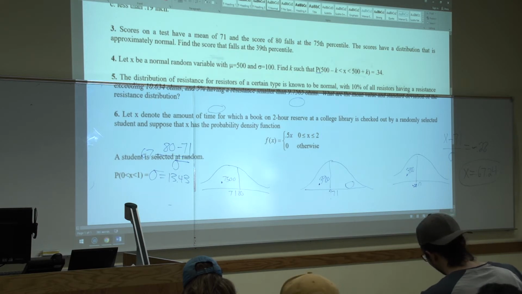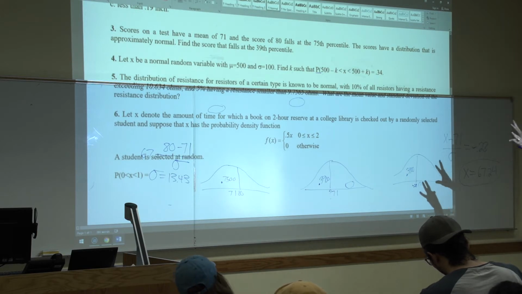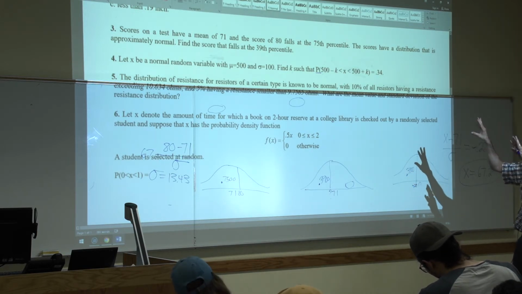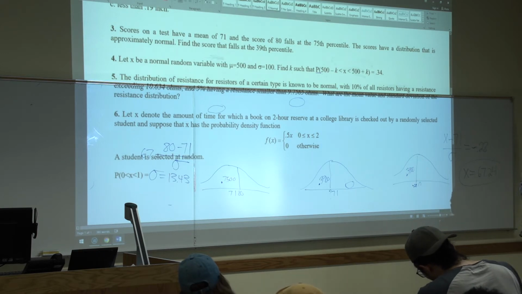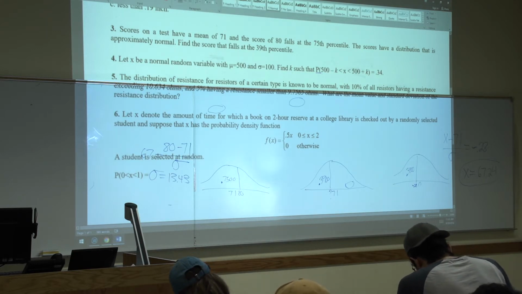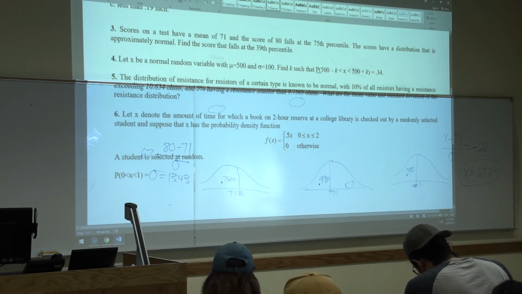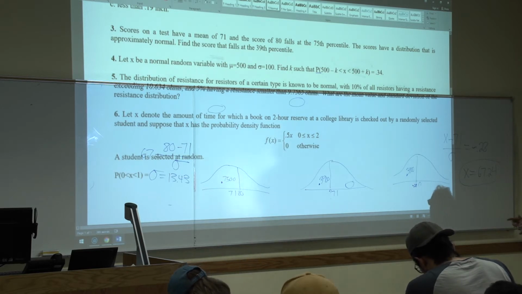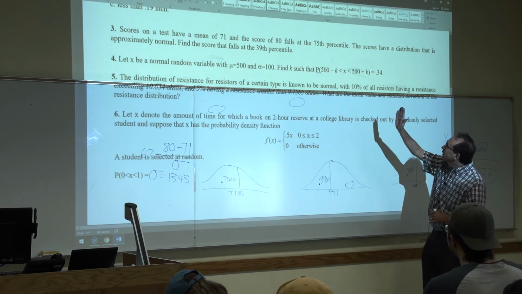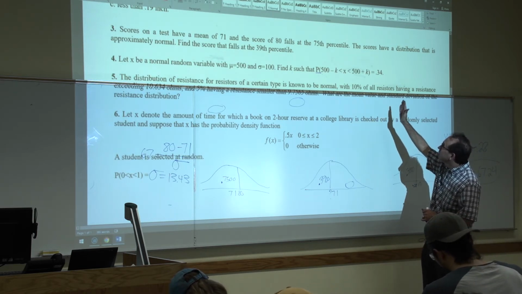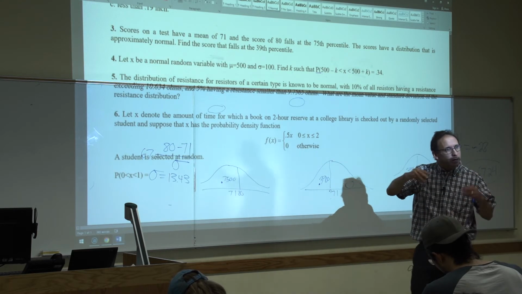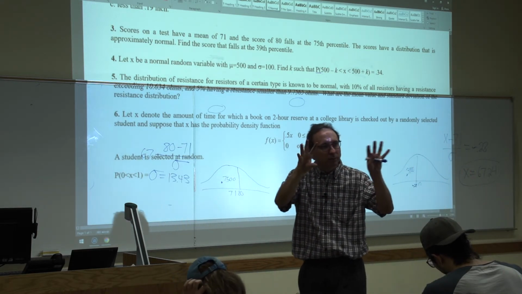See what you can do with this one. Talk it over with your neighbor, see if you can come up with something here. Now again, if you read a question like this, there's just too much information there. Try drawing a picture. You know you're dealing with a normal distribution. You know what the mean and the standard deviation are for that normal distribution, so fill that in. And you know that the probability that x is between 500 minus k and 500 plus k is equal to 0.34. So how can we use that information?